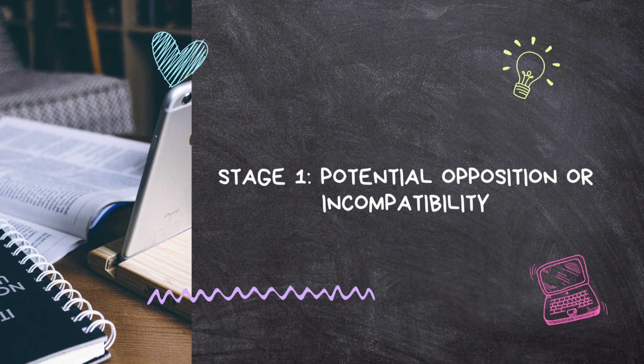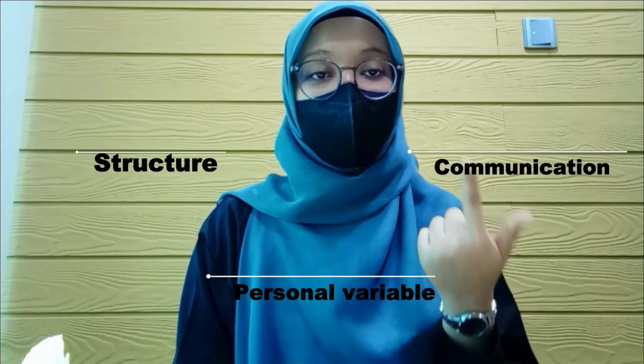But the first stage is potential opposition or incompatibility. This stage is the first step where conflict gets started, due to various conditions that may lead to and develop the conflict. We have three conditions that may trigger the conflict. First, we have communication, structure, and personal variables.